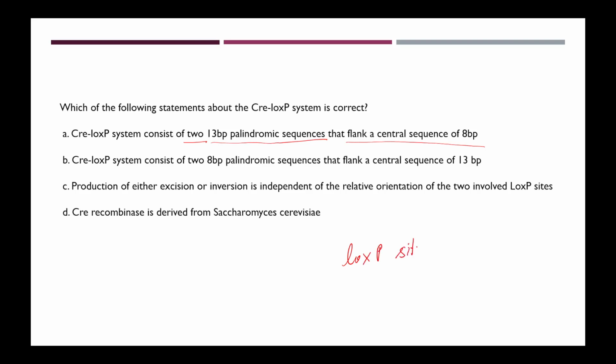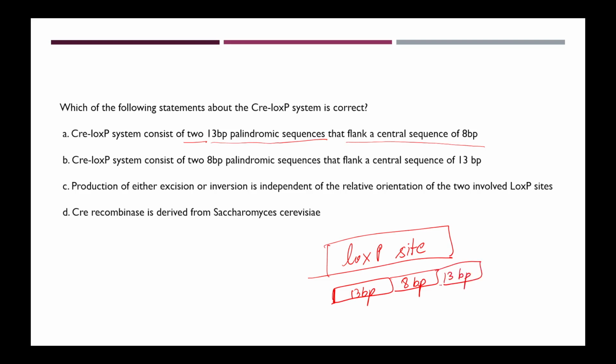Lox-P site we discussed in the beginning. What is a Lox-P site? It is correct. Yeah, it is two 13 base pair palindromic sequences which are separated by an 8 base pair spacer sequence. This is the Lox-P site. The full form of Lox-P is locus of crossover, which they are referring to as X, and P is the phage P1, the bacteriophage.